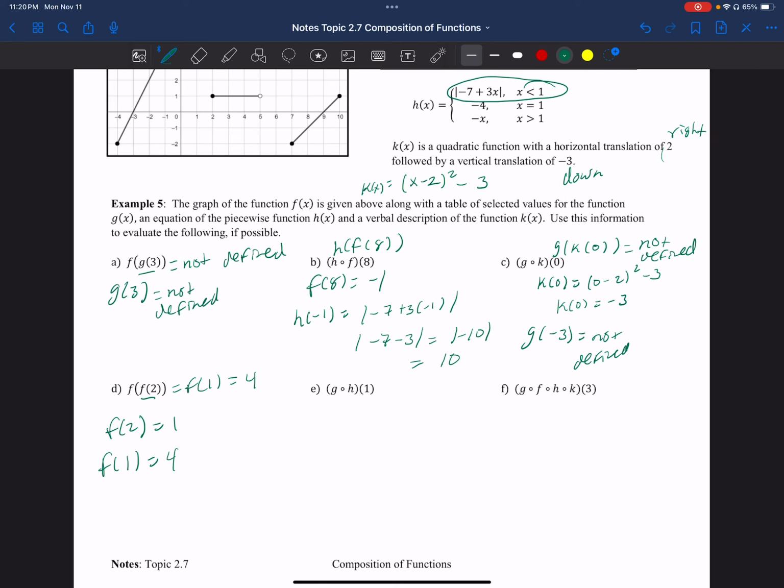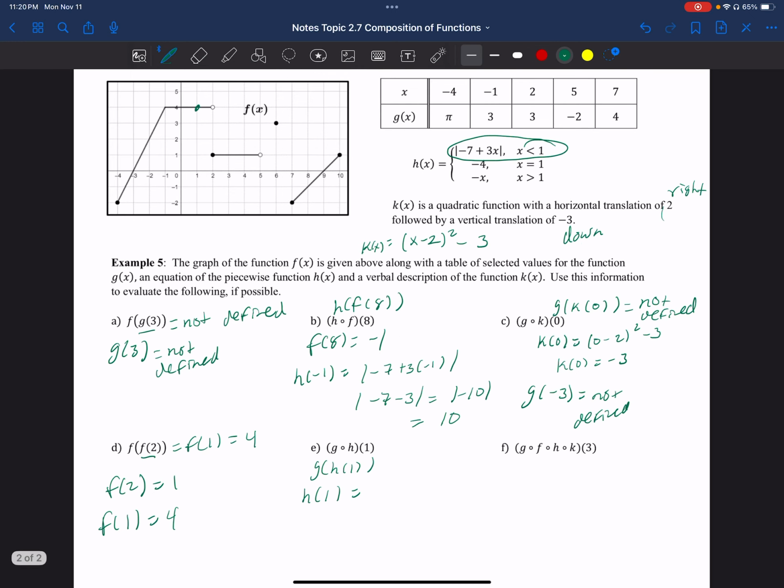For E, I'm looking for g of h of 1. Again, I'm rewriting it, so I need to find h of 1 first. So when I look at my piecewise, when x is equal to 1, this is what I'm looking at. So I know that h of 1 is equal to -4. And then I am finding g of -4. That will be the table at the top. So when x is -4, my output or my y value is pi. So I know that this is the same as h of -4, which is equal to pi.